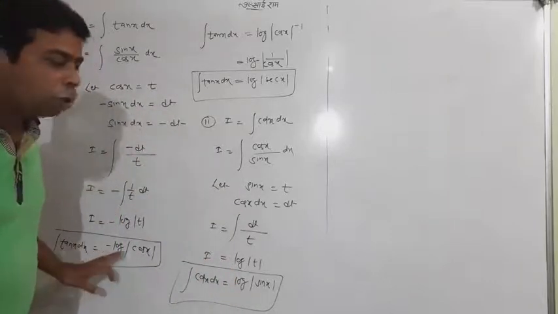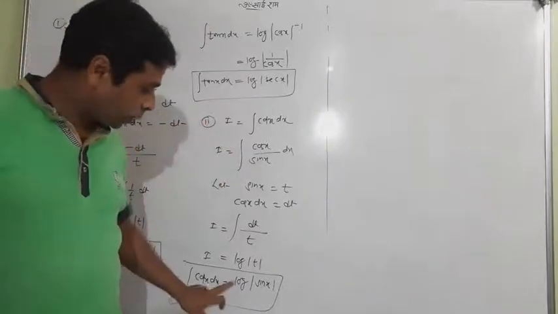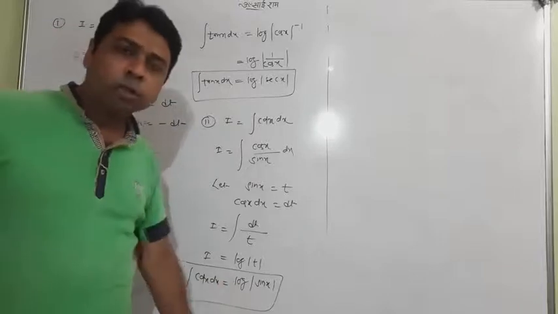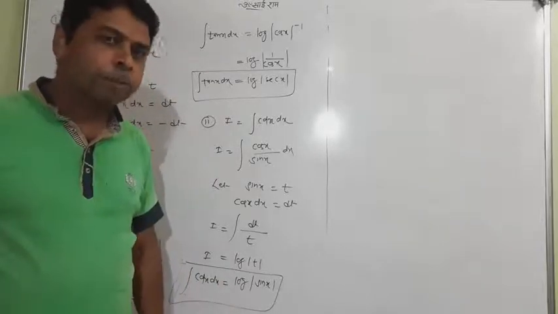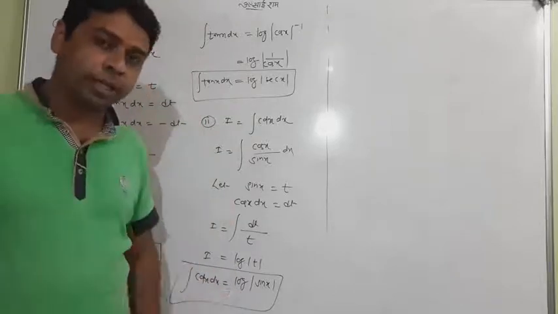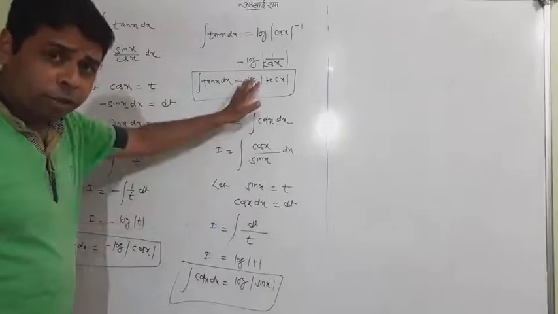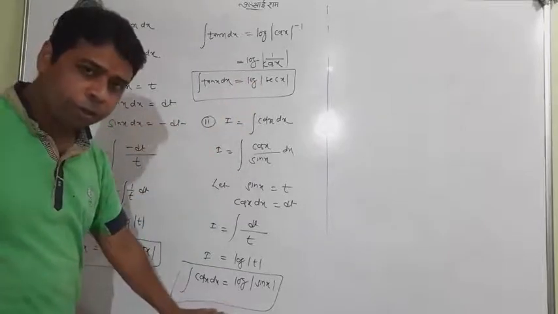And student, one more thing I want to tell you here. In tan x I initially got a negative, so I turned it into a positive, so that we got two formulas. Here it is already a positive value, so I need not convert it into a negative. So I am just telling you to remember only one formula for cot x, which is log sin x. Okay, so two formulas for the integration of tan x, one formula for the integration of cot x.